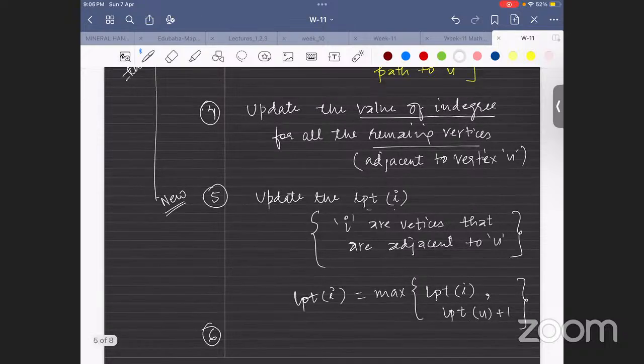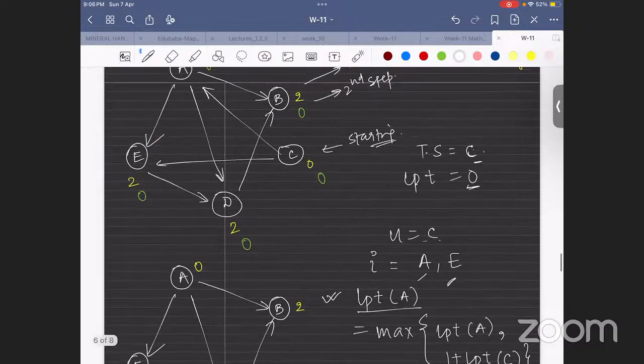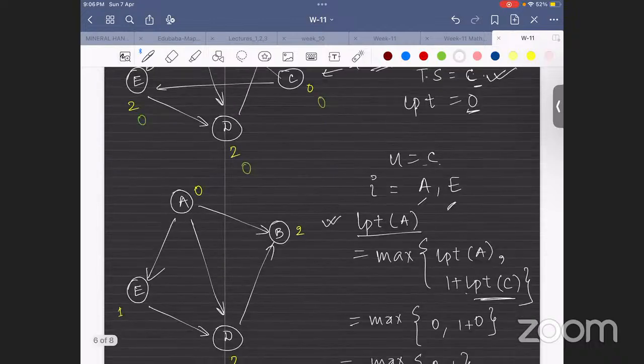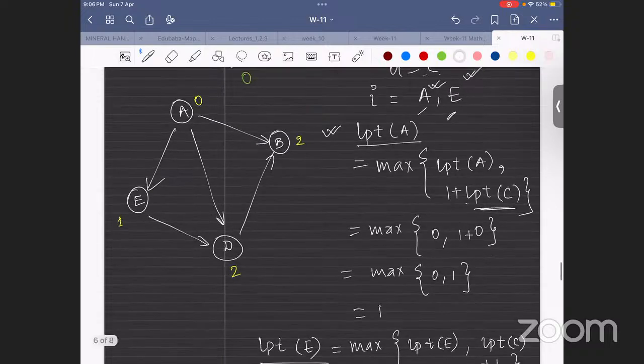These I are the vertices that are adjacent to U. And U was the vertex where the in degree was 0, whatever we have removed. So in this we have removed C, correct? Connected to C is A and E. And that's why we have to update the value of A and E, right? Now we have updated the value of A and E.